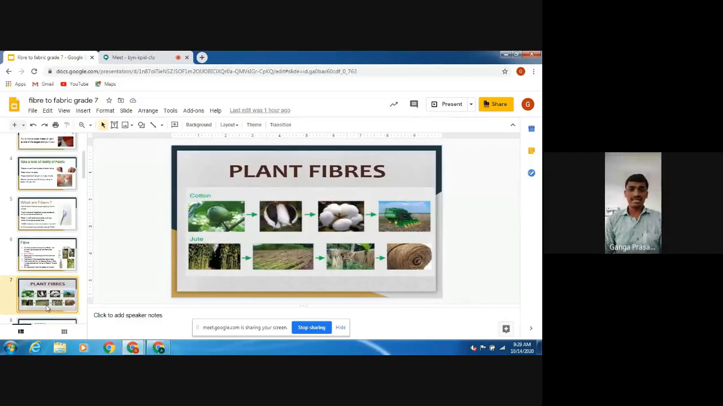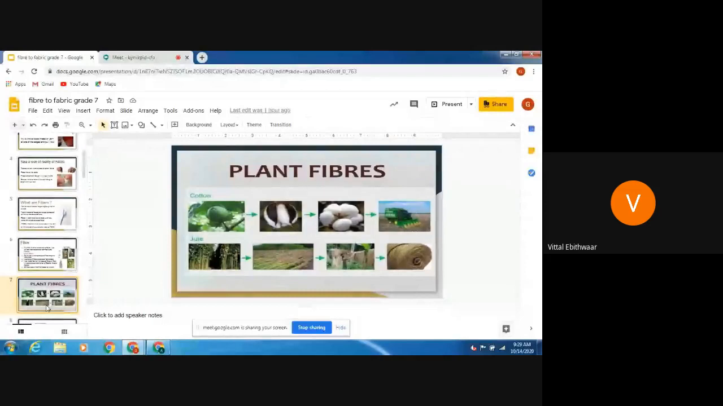Okay, see. Mostly the cotton is picked by hand. In earlier days, people used to take the cotton fiber out by hand. But nowadays there are a number of machines to separate the cotton from the plant.